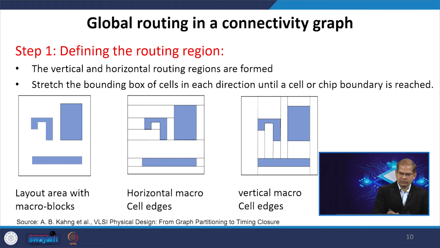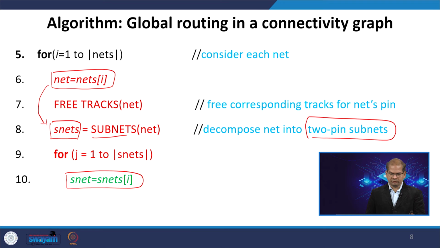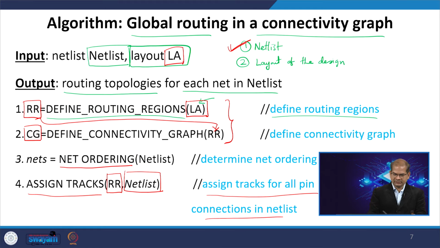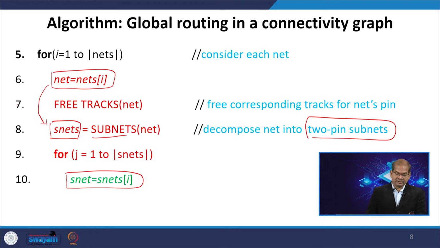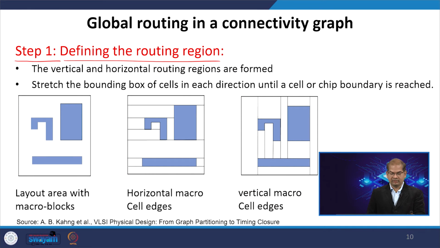Step 1 basically defines the routing regions. So, how can we define the routing regions? In this case, vertical and horizontal regions are found. If you go to this algorithm, the first step is to define routing regions. So, what is happening here? What is the input to us? The layout. These are the blocks actually.